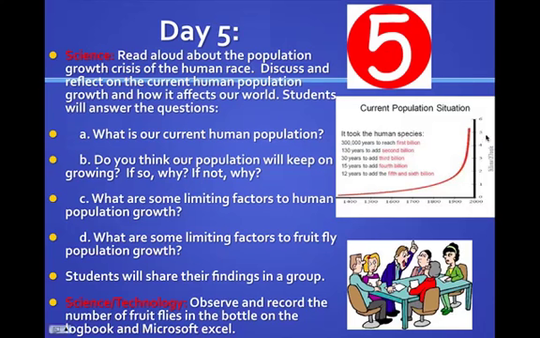It's going to be around 6 billion. Also, do you think our population will keep on growing? If so, why? If not, why? What are some limiting factors to human population growth?